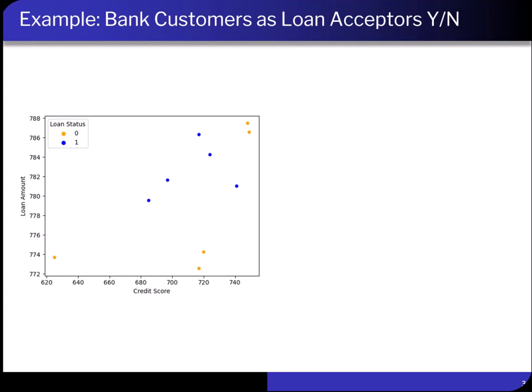Let's consider an example. Imagine a bank attempting to market personal loans to its customers, which are represented on this chart. In this data set, the blue points represent customers who previously accepted the loan offer, while the orange points represent those who declined. So we have 10 customers with two predictors: credit score on the x-axis and loan amount on the y-axis. Our objective is to establish a set of rules to classify these customers effectively.